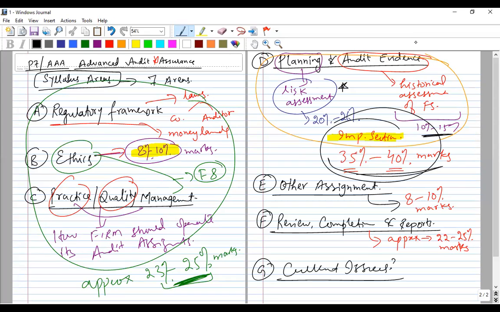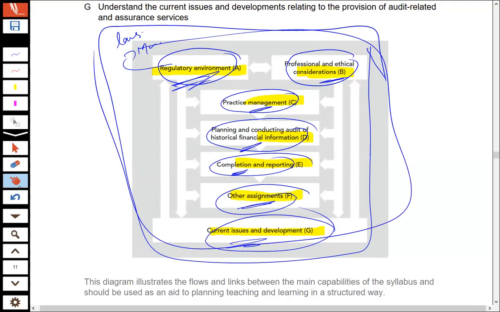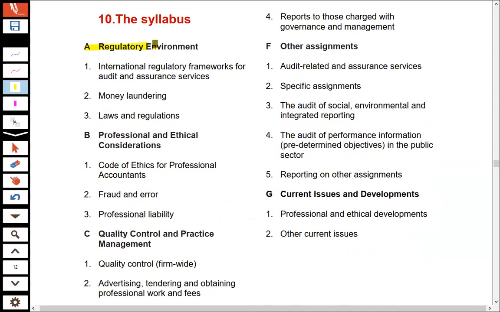So let's switch back to the exam and the syllabus guide. Now these are the areas which we had already discussed, and now let's have a deep introduction. Number one is the regulatory environment. In the regulatory environment, you would be studying international regulatory frameworks of audit and services, money laundering laws and regulations which are applicable to the auditor and the company.